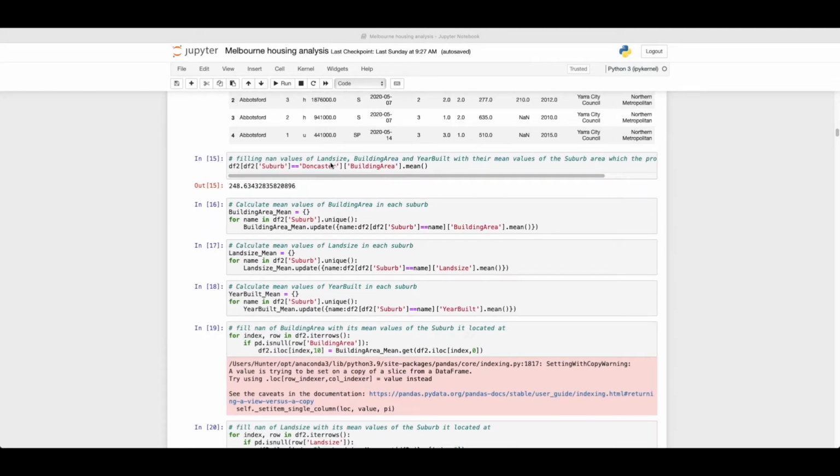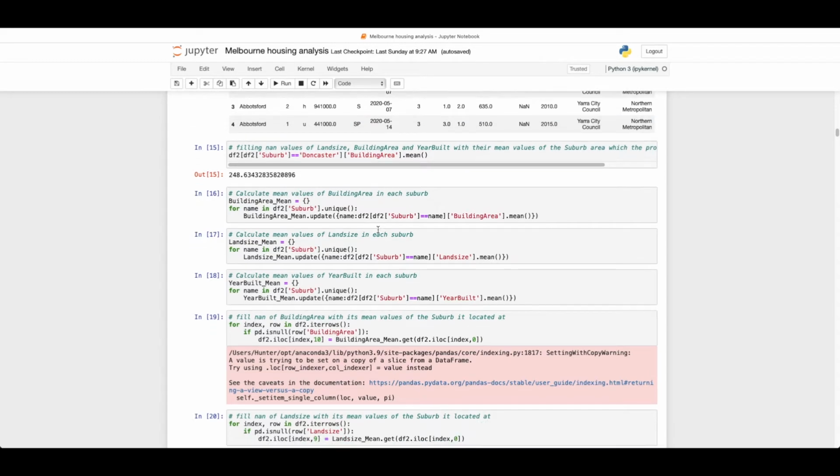And then, like I mentioned before, I need to fill the missing values of land size, building area, and year built with the mean values of the suburb where the property is located. We calculate the mean value of the building area in each suburb, and the mean value of the land size in each suburb. In this case, we use a for loop.